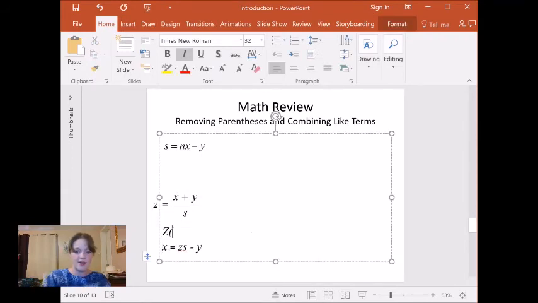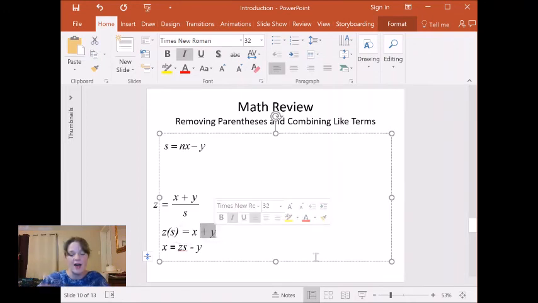I end up with z times s equals x plus y, right? Not supposed to be a capital. z times s now equals x plus y. Well, how am I going to get rid of this y? Since I'm adding it on this side, I can subtract it on this side, and now voila, I'm going to have x all by itself. So just to make it clear, I am subtracting y from this side, which makes it go away.